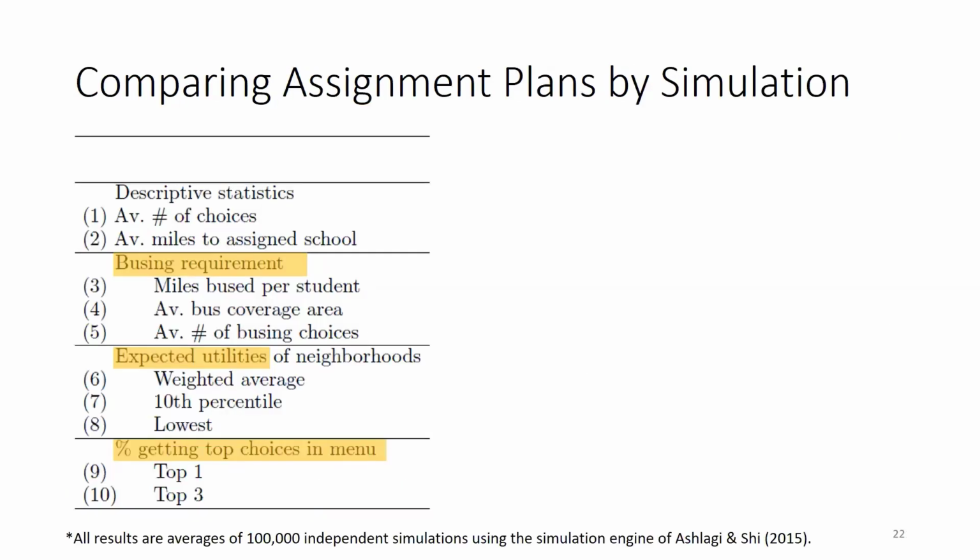And this slide compares these assignment plans by simulation, not using the large market model anymore, but using a realistic model that takes into account the stochasticity in student application as well as their preferences. And here, I'll focus on the objectives: the busing requirements for the city, since for elementary school assignment, the city pays for all the school busing, as well as the expected utilities of students in various neighborhoods, and predictability as measured as the chance of getting their top choices in their set of eligible schools.